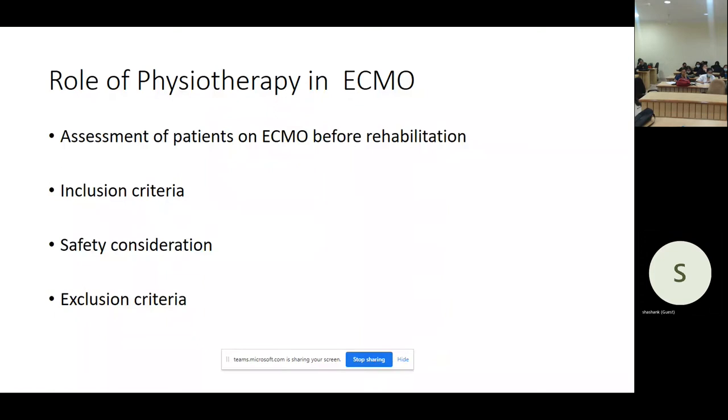When monitoring for blood pressure, it is very important to see if the patient is managed with a high level of vasopressors and inotropes. If the level of vasopressors and inotropes is on the higher side, it is very important to consider these and then only do physiotherapy for these patients. So the maintenance of mean arterial pressure should be more than 65 mm of Hg.